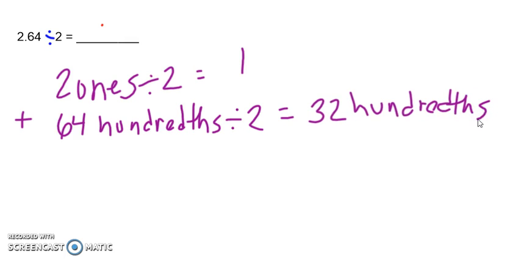So I can now write that in standard form as 1 and 32/100ths. And that's it for today.